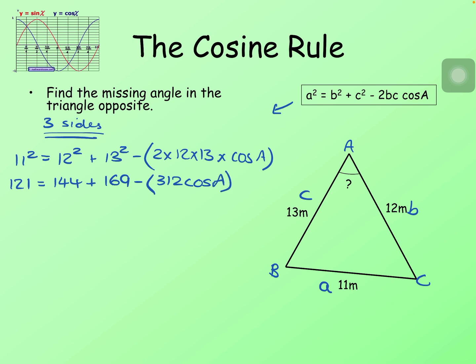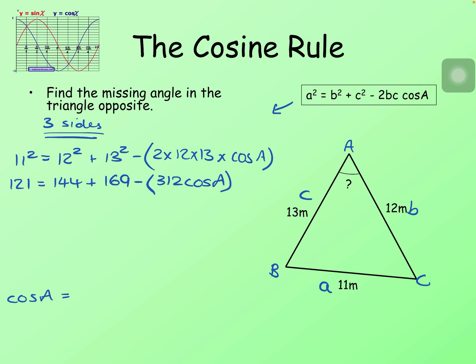Cos A. Now, if I need to find A at the end, I know I'm going to have to, somewhere along the line, have cos A equals something. Okay. Now at the moment that cos A is negative. I'm going to want it to be positive. So the first thing I'm going to do is move my 312 cos A to the other side. What I'm also going to do is move my 121 back the other way.